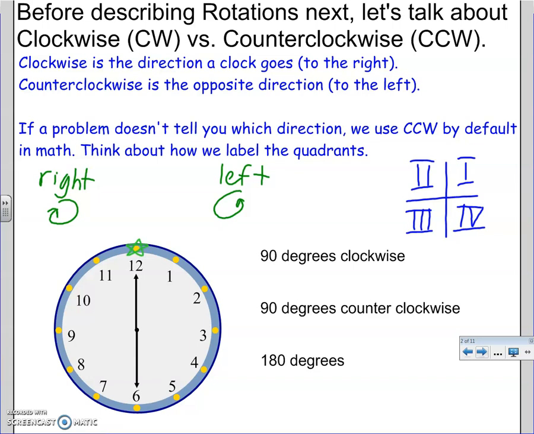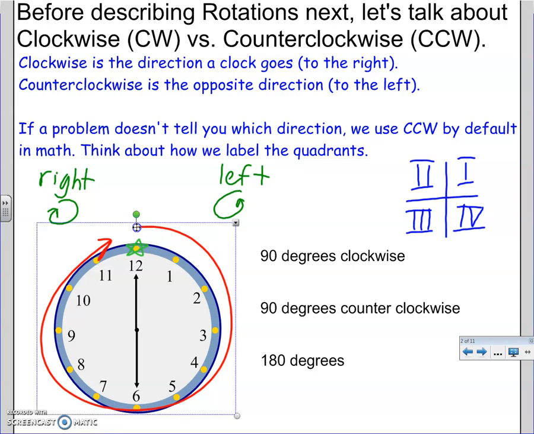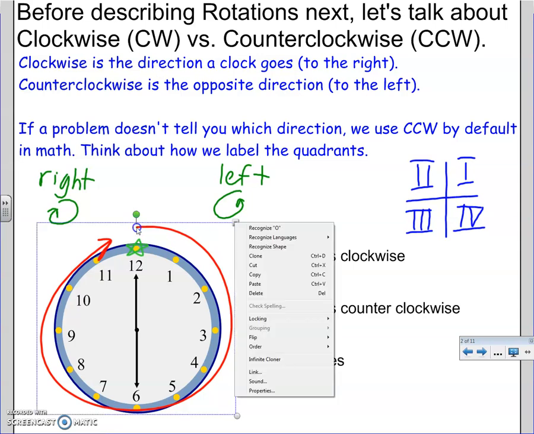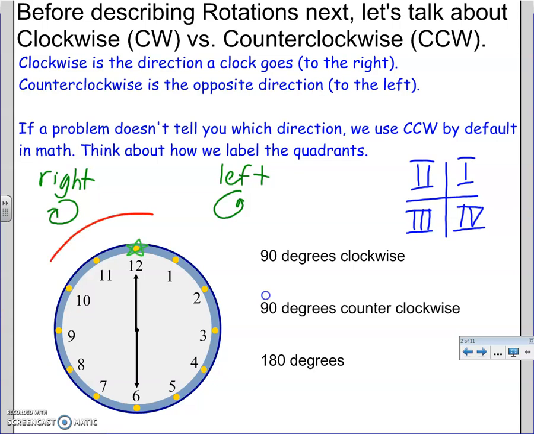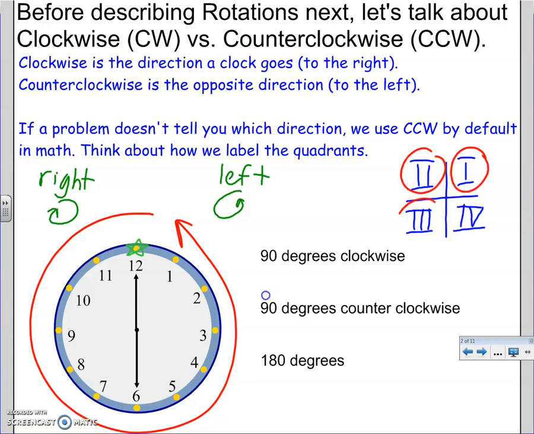Clockwise is the direction a clock goes, which you know it goes to the right, so it goes this way. Counterclockwise is the opposite, so it will go to the left. So it would go this way. In math, if a problem doesn't tell you which direction, you have to use counterclockwise by default. So think about it. If we use the quadrants, we've always gone 1, 2 on the left, 3, then 4. We've always gone counterclockwise. That's how math works.